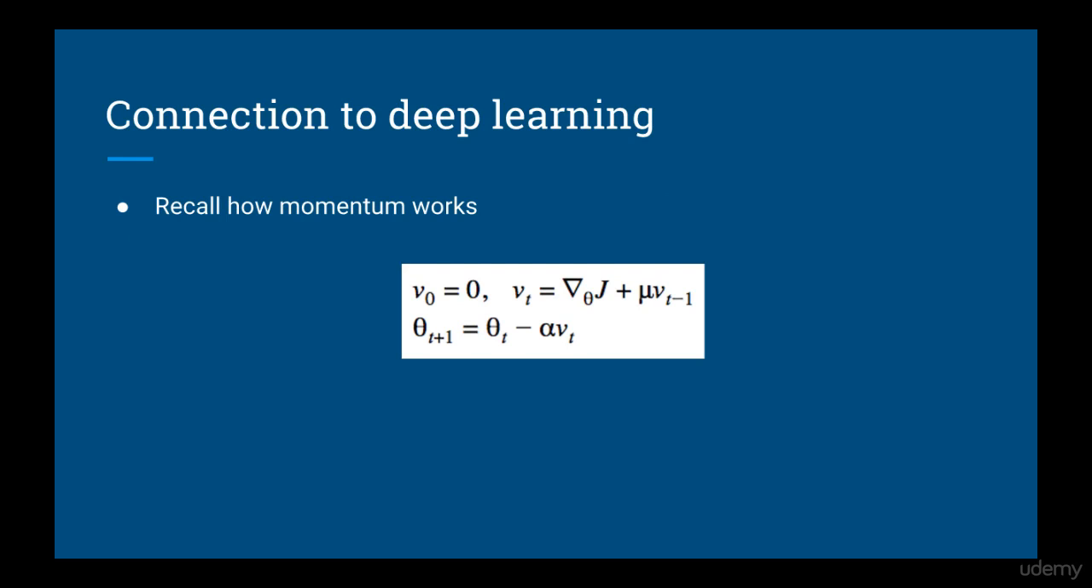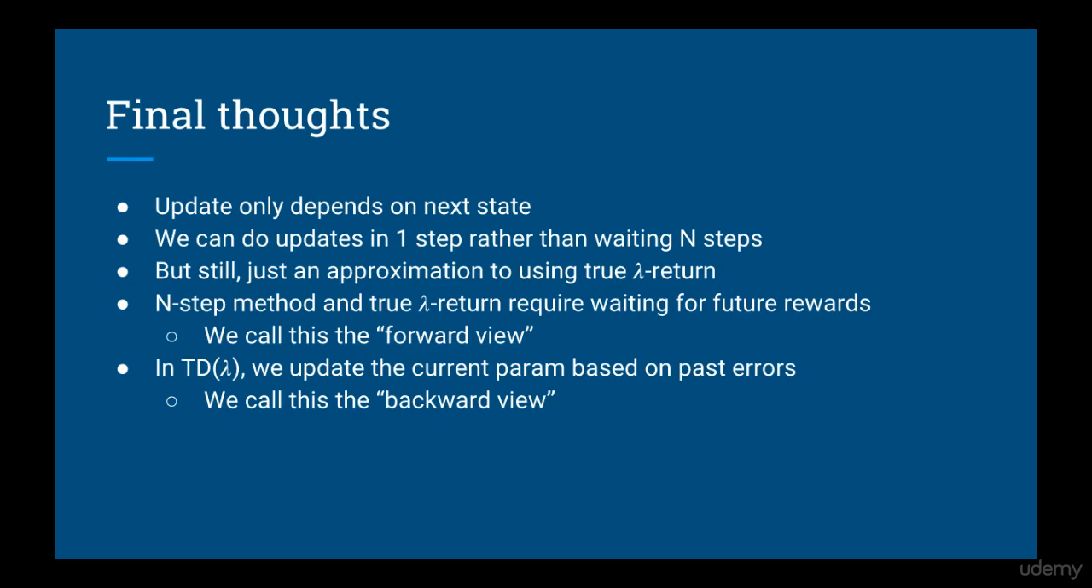Recall that momentum in deep learning works very similarly. We keep a velocity vector, which is the sum of the most recent gradient and part of the old velocity. Then we update theta to go in this direction, like how theta goes in the direction of the eligibility vector. Notice how, because the update for theta now only depends on the next state, we can do our updates at the next step rather than waiting n steps like in the n-step method.